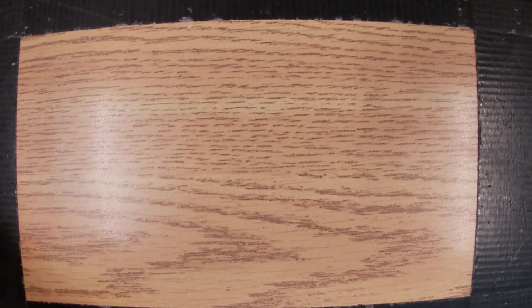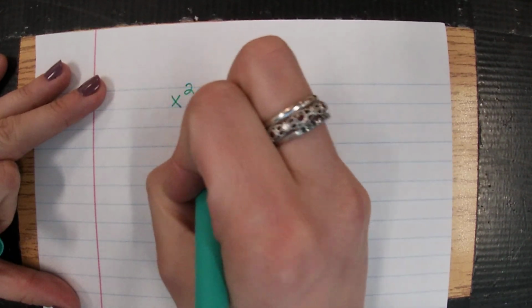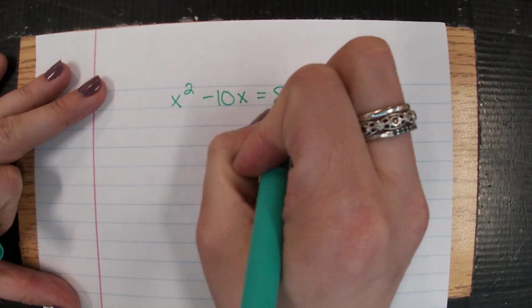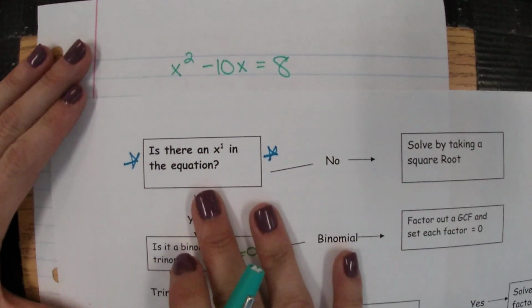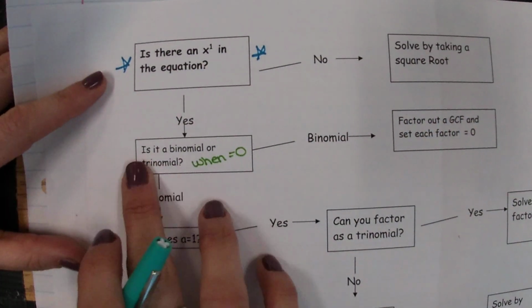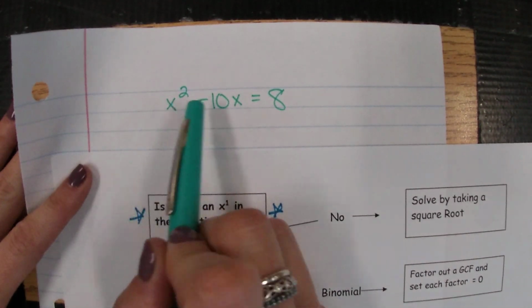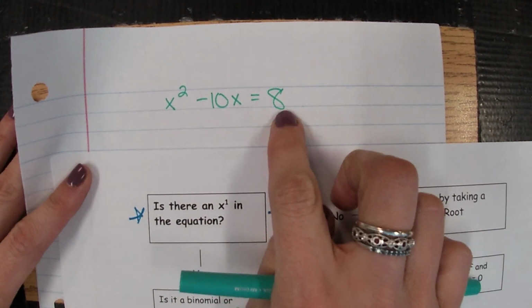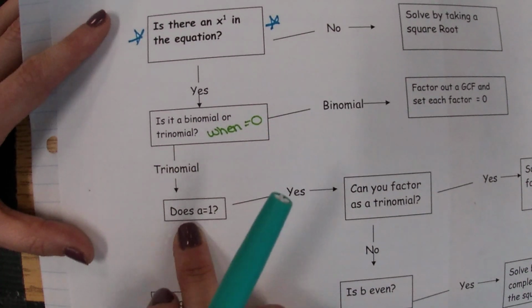Okay, so let's look at another one, a third one here. Let's say we have x squared minus 10x equals 8. Okay, so is there an x to the first power in the equation? Yes, there's one right here, so we're going to follow the yes line. Is it a binomial or a trinomial? Well, we have 1, 2, right? This counts as a term because it's not 0. So we have 1, 2, 3 terms, so it's a trinomial.